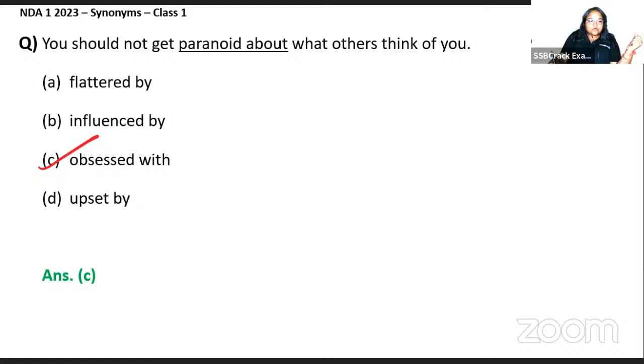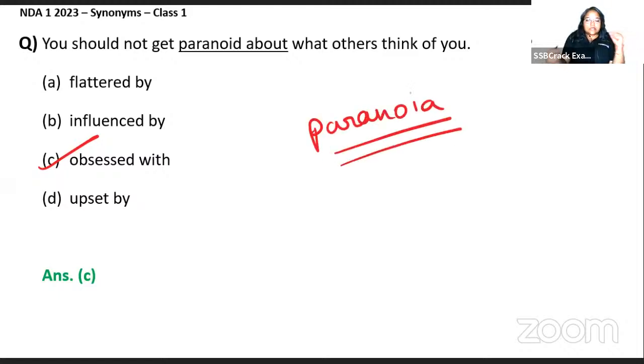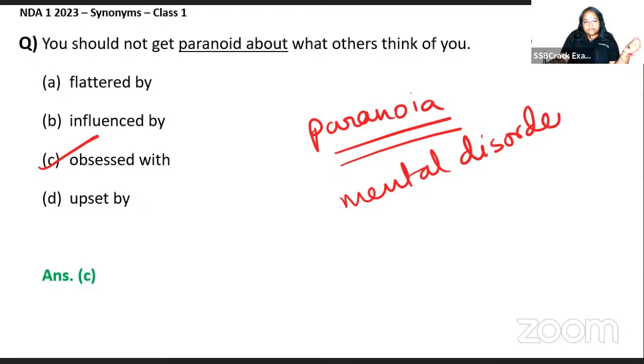Obsessed with. Now, paranoia, if you don't know this, paranoia is a kind of mental disorder where people don't trust other persons. They think they are always going to harm you. Always think negative. People with paranoia worry unnecessarily. They get worried about harm that other people may do to them.